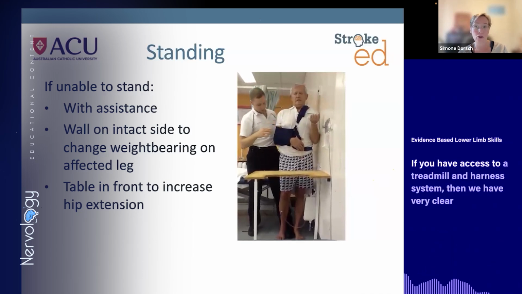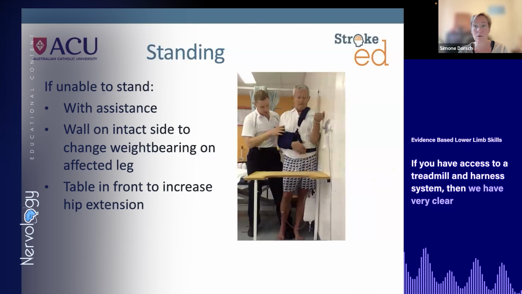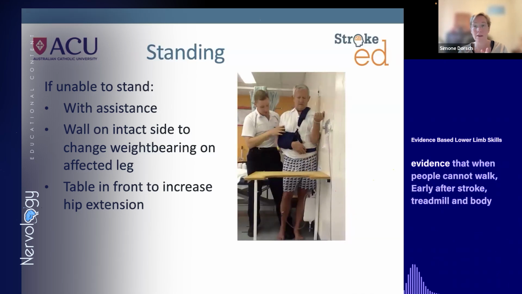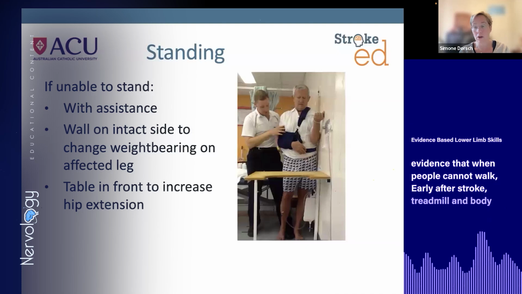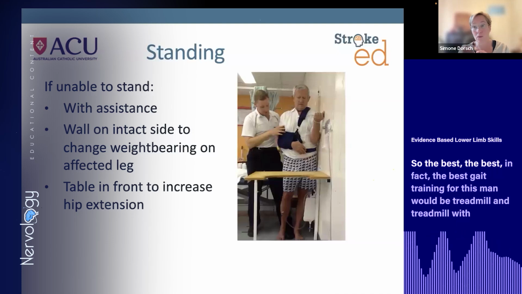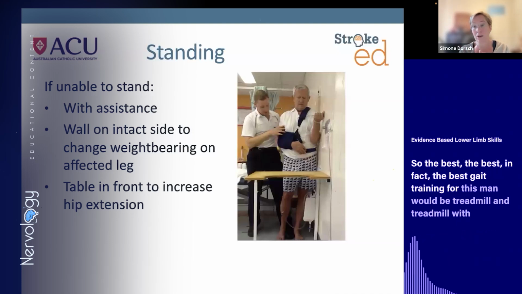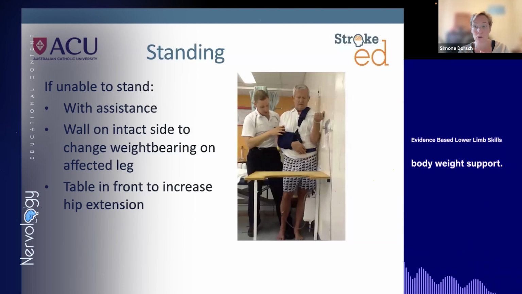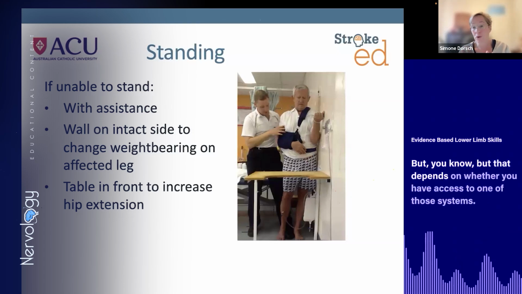If you have access to a treadmill and harness system, then we have very clear evidence that when people cannot walk early after stroke, treadmill and body weight support is very effective. So the best gait training for this man would be treadmill with body weight support. But that depends on whether you have access to one of those systems.